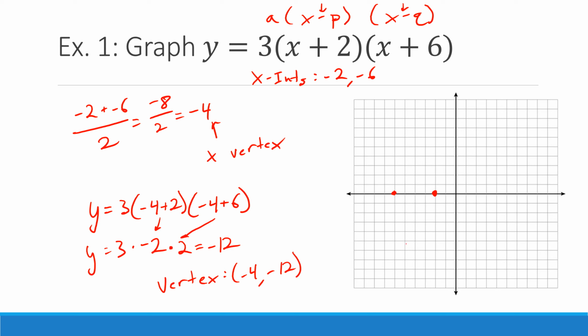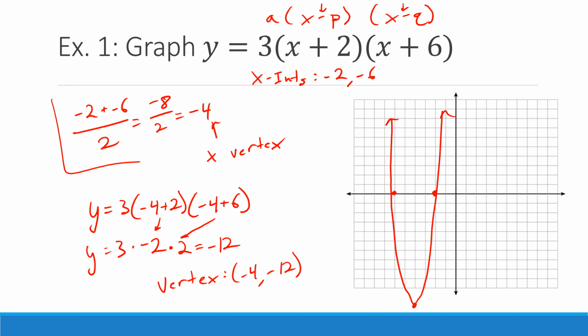So I'm going over -4, down 12 would be right about here. Typically, I like to graph more than just 3 points, but really 3 points is enough to graph this parabola. I have the vertex, I have 2 x-intercepts, I can make a nice shape.